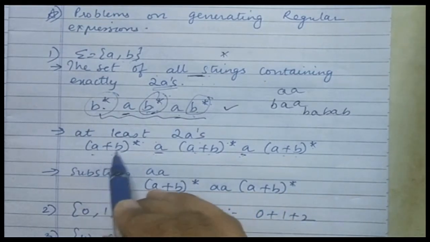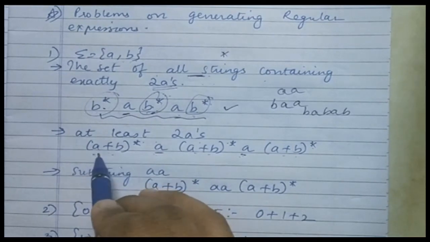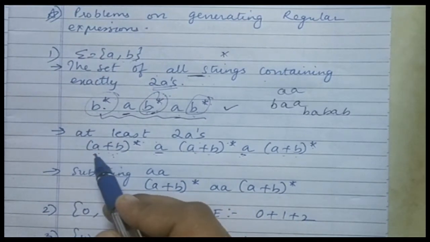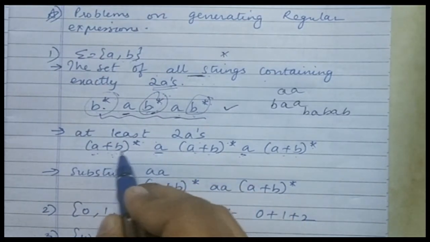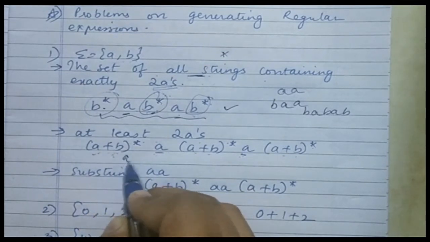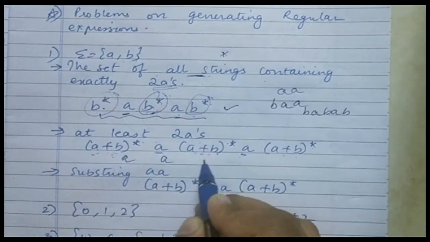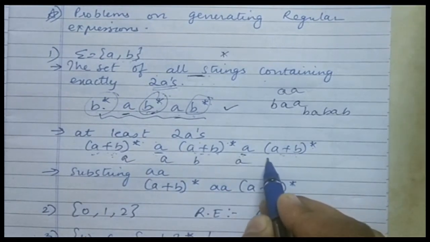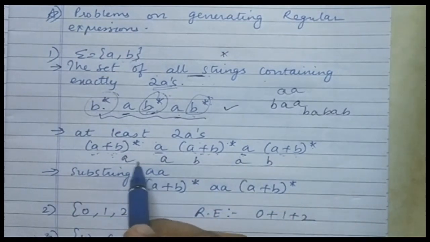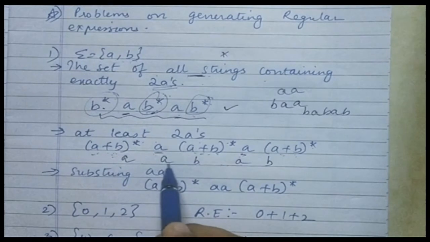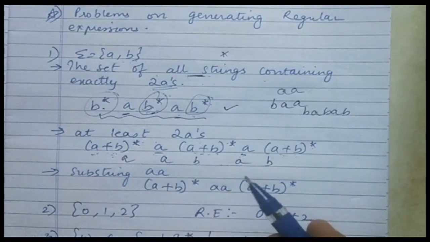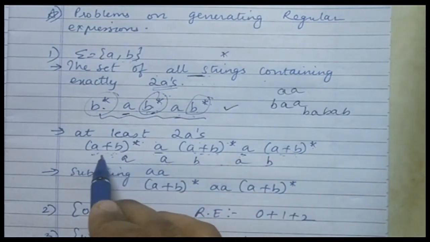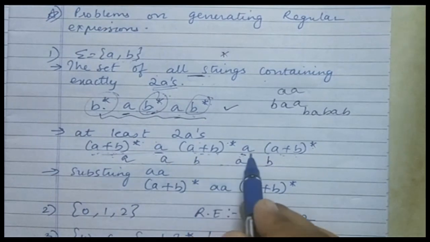Say for example a plus b the whole star means I can consider a, b, or b itself. Say for example I just include a, and this is a, and here I am taking b, and here this is a, and this I am taking as b. So the string I am getting is a b a b. At least 2 a's, so I am getting minimum 2 a's. If there are more, they are also okay. That is the reason I have written the regular expression like this.